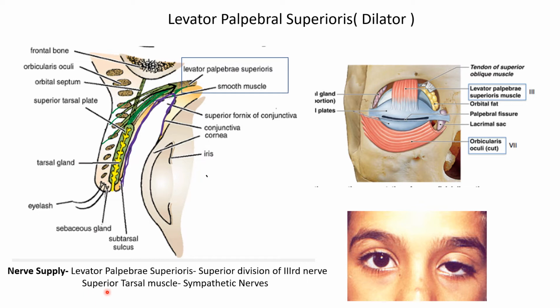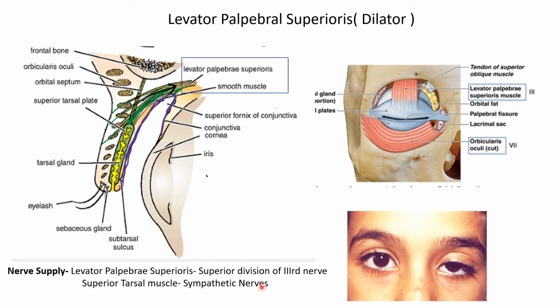But there is a part of it that is the superior tarsal part of the muscle. That is some of the muscle fibers which are getting inserted into the tarsal plate. Now these are smooth muscles. The rest of it is a skeletal muscle which is under voluntary control. You can voluntarily increase the size of your palpebral fissure, but this smooth part, which is the superior tarsal muscle, is under the innervation of the sympathetic nerves.